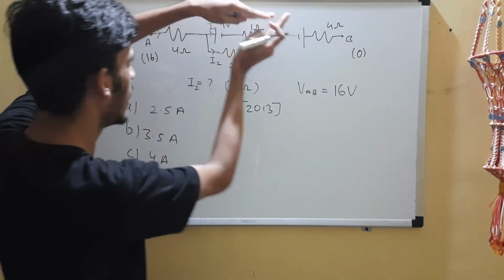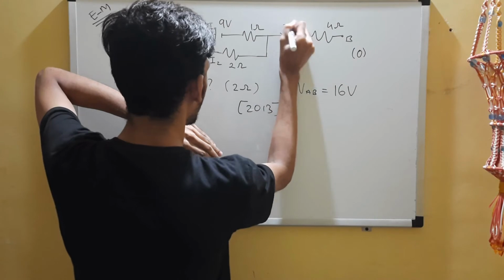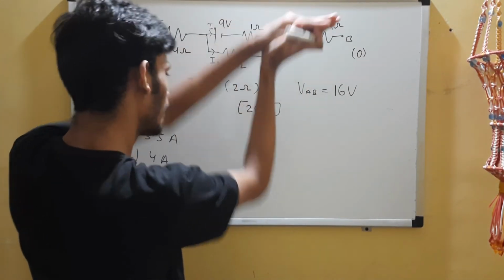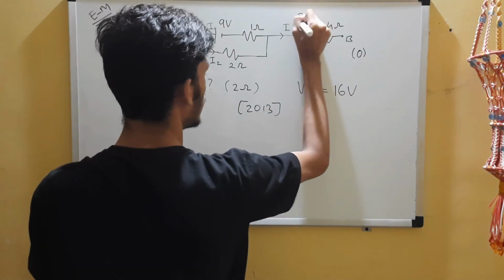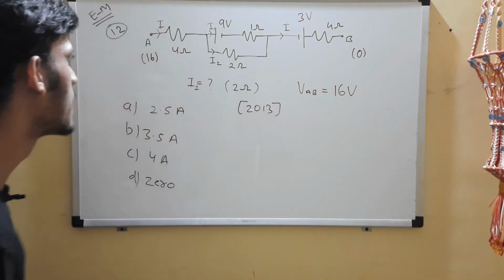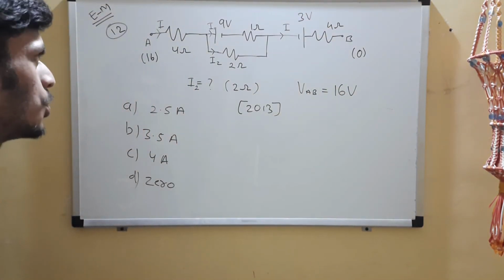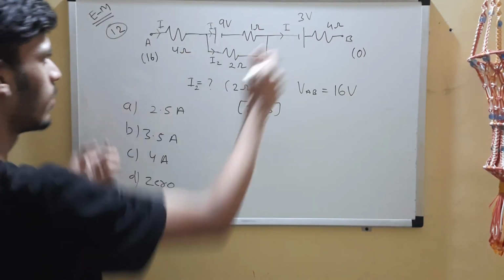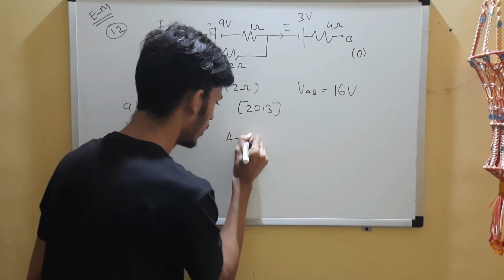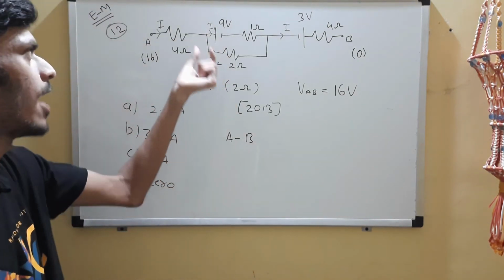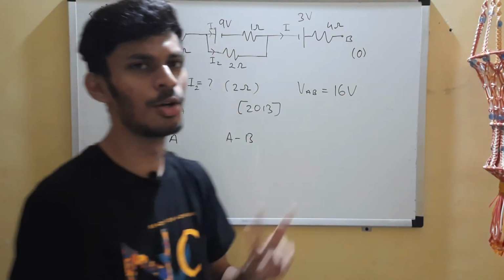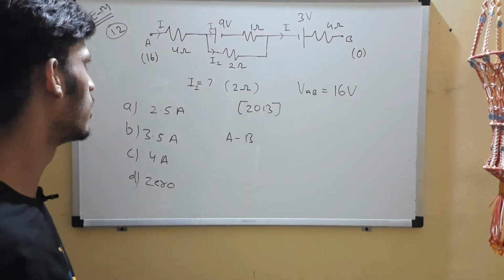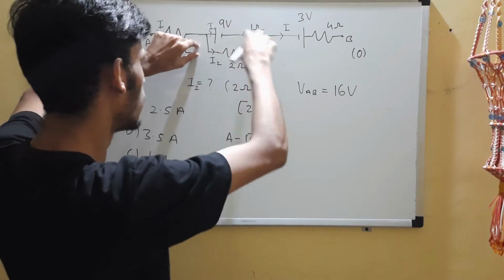Now again, I1 and I2 will meet to form I, so I is equal to I1 plus I2. Okay, so this is a 3 volt battery. Now let's choose a loop, and we'll also choose a path. Let's choose this path first, A to B. You can see two variables over there, I1 and I2, so we have to choose two paths or two loops. Here we'll choose one path, this A to B, and this loop over here.